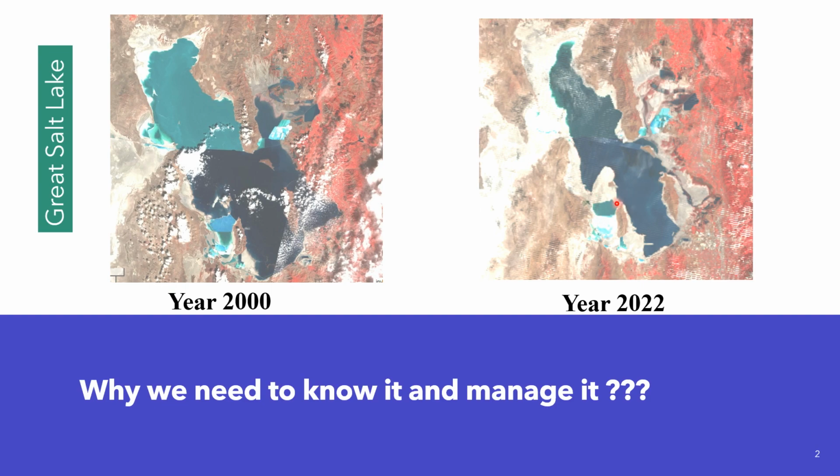And the most important is that right now we have a lot of dust in the air, which makes a lot of problems, especially health problems for the people who live around the lake. So we need to make some decision to allocate more water to the lake.